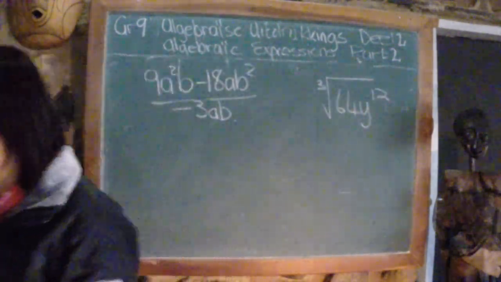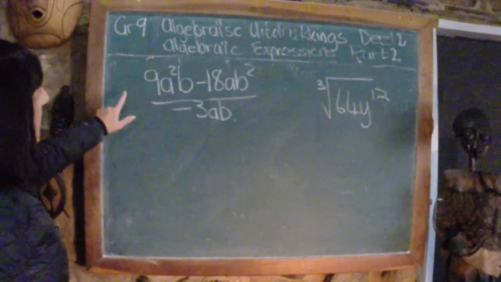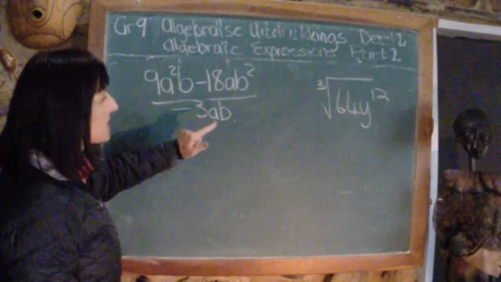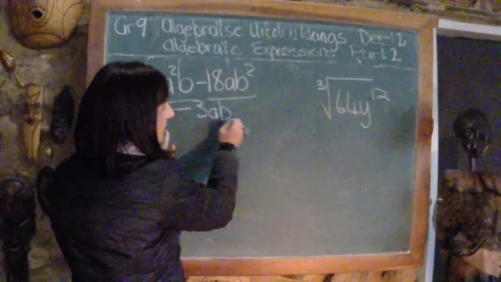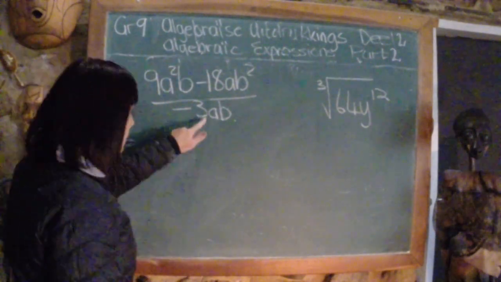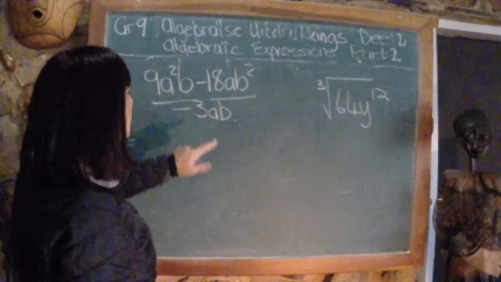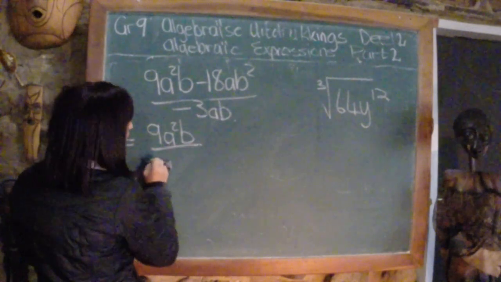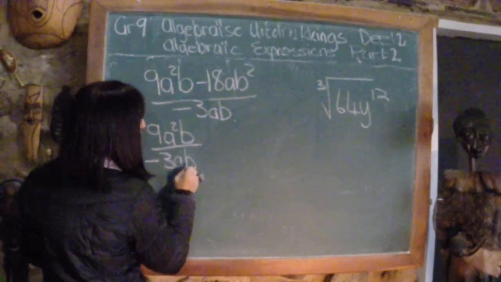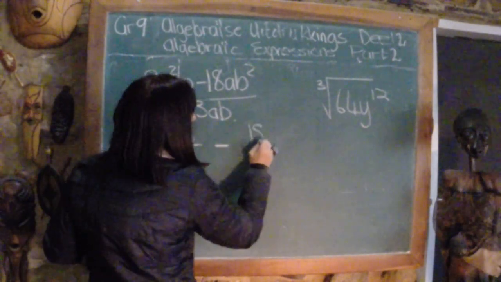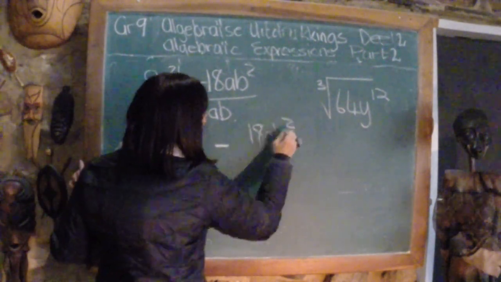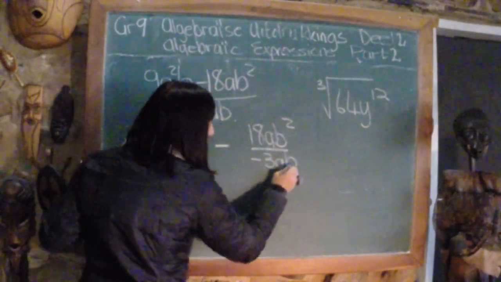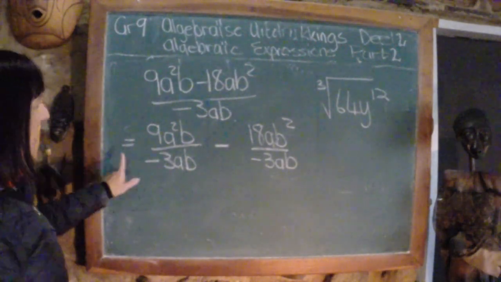Grade 9, the last two examples. Now we've got a division sum over here, and when we've got a division sum, we write the divisor, the denominator, underneath every term. So watch me doing this. I'm going to break this sum up. See what I'm doing? I'm writing this minus 3ab, my denominator, under each term.